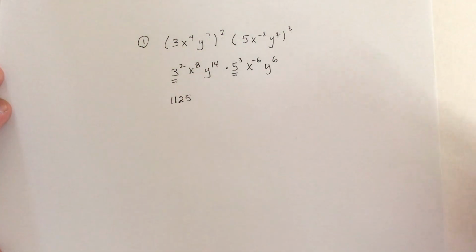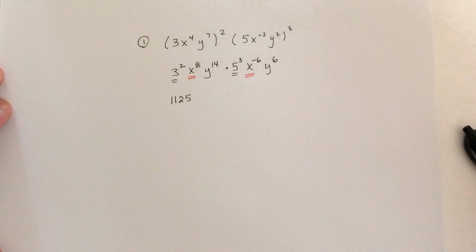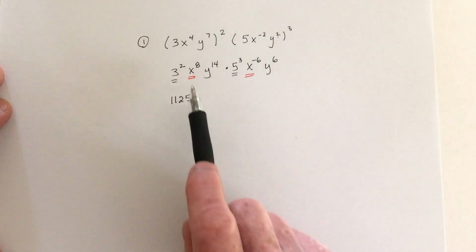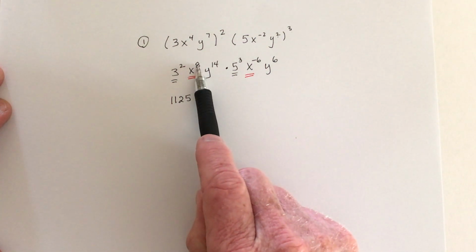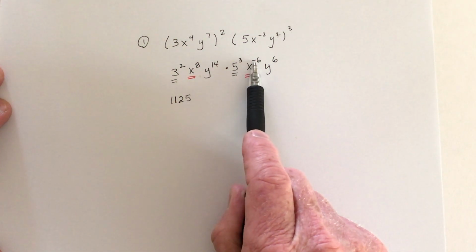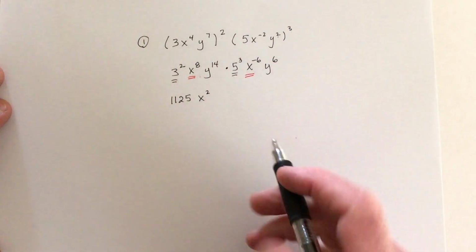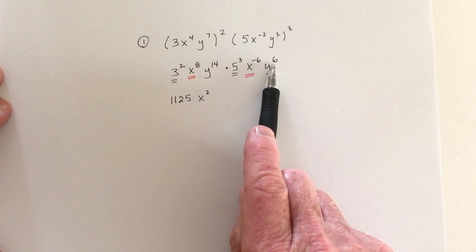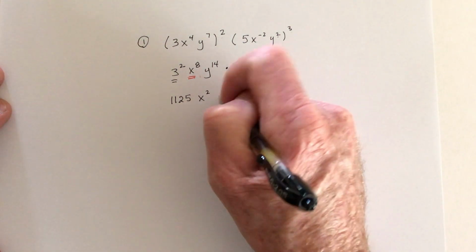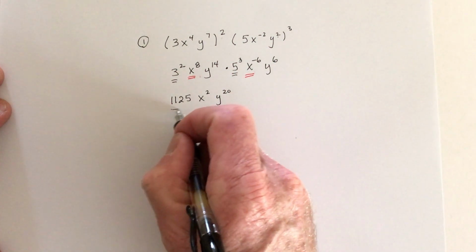So we have 1125. And then if you look at the x's, there's 8 of them right here, and then minus 6 of them right there. So the general rule is when the bases are the same, x and x, you add these numbers. So 8 plus a negative 6 really means 8 minus 6. So that's x squared. And for the y's, there's 14 of them, and then there's 6 more, so that means a grand total of 20. So y to the 20. And then that's my final answer.